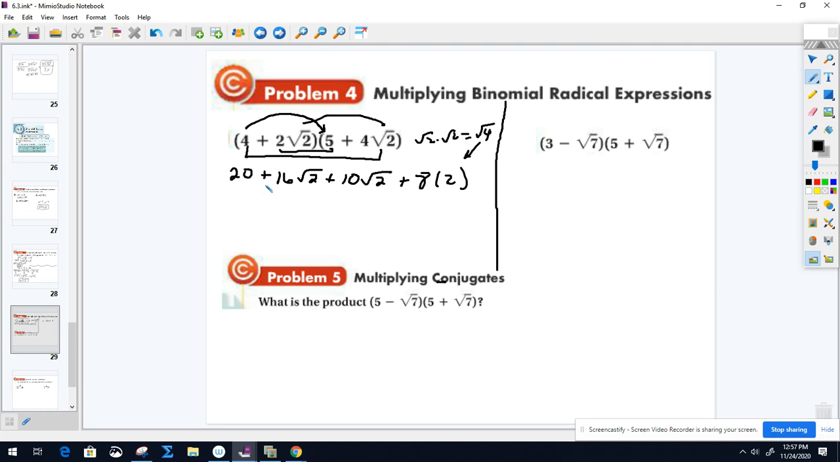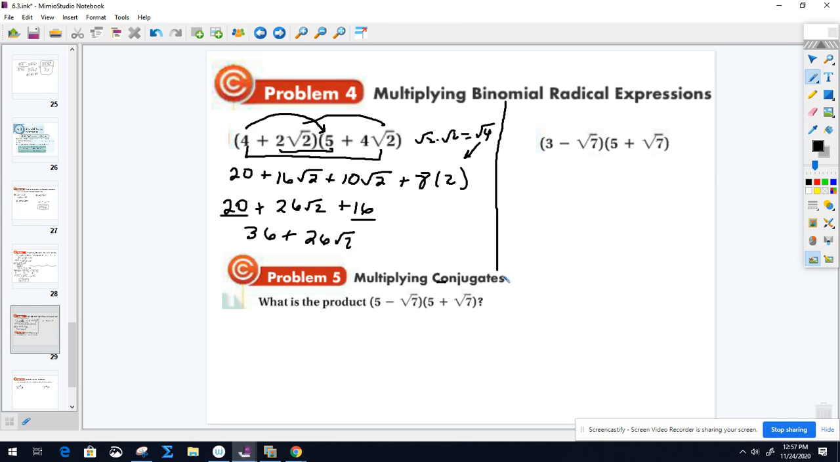So now I'm going to combine like terms that I can combine. I've got 20. I have the same index, same base, so I can combine those. So that would be 26 square root 2 plus 16. And now I have these two as like terms, so I get 36 plus 26 square root of 2. Again, just a lot of algebra here.